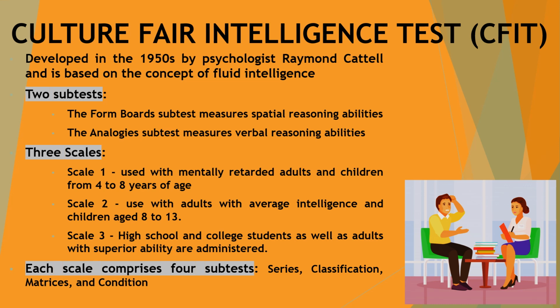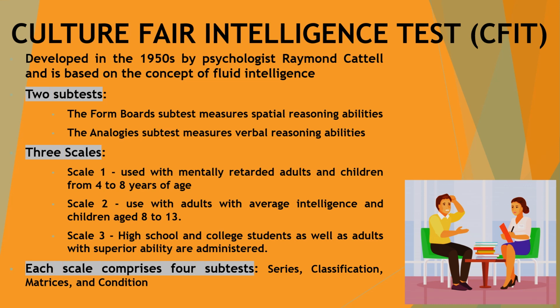This test consists of 2 subsets: the form boards and the analogies. The form board subtest measures spatial reasoning abilities, while the analogy subset measures verbal reasoning abilities. Both the subtests are designed to be culturally neutral and do not rely on language or specific knowledge. This test consists of 3 scales.